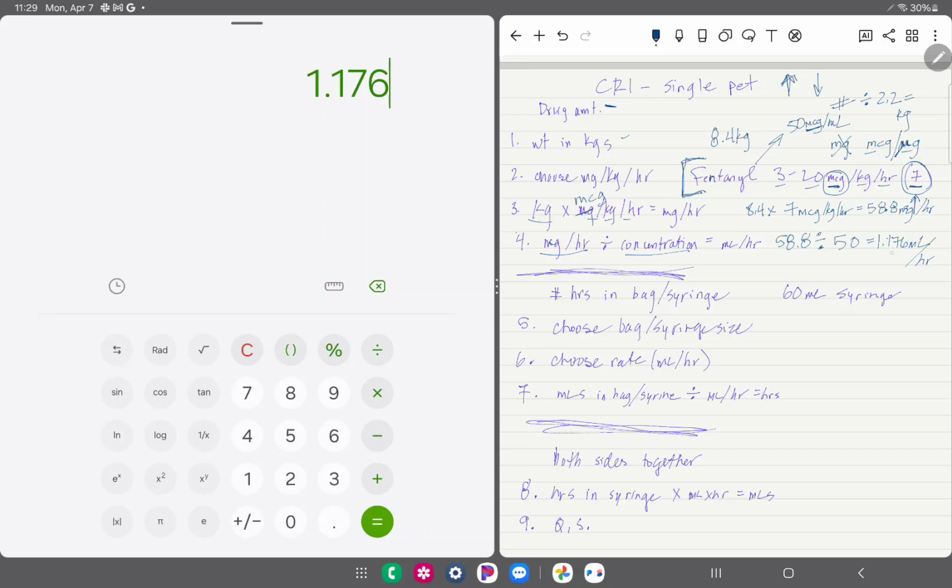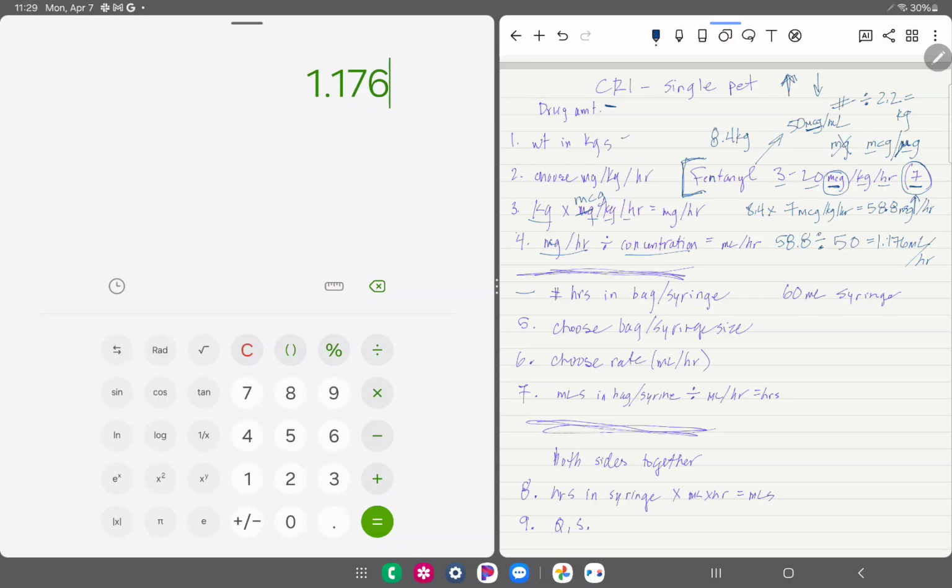Now you might be saying, 1.17 mils isn't something I can draw up. Cherie, why would you do that? Well, we haven't fully done our complete math yet, so that's okay. We are going to figure out what 1.176 mils is over many hours, and then we're going to round once we have our final mil number.